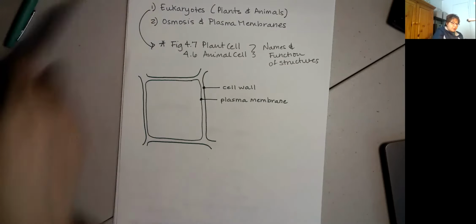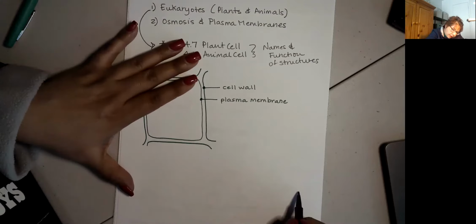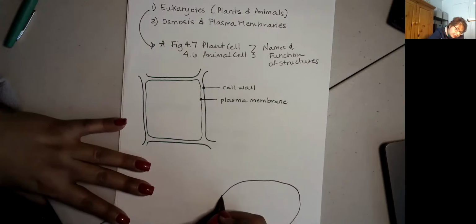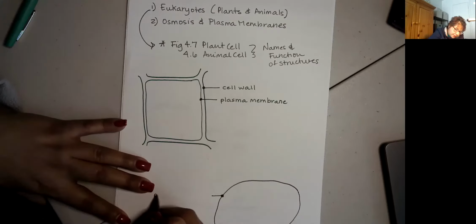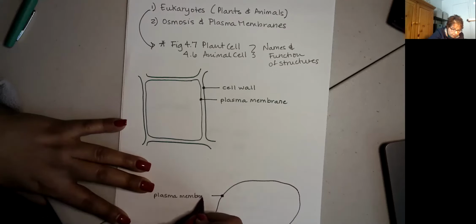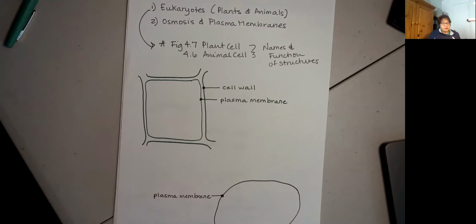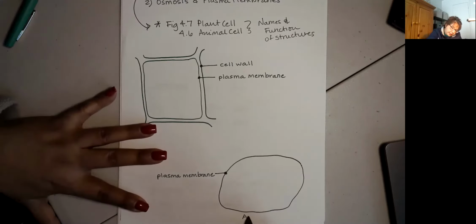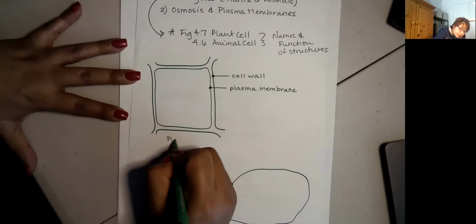So I'm going to draw an animal cell here at the bottom. And I'm going to draw him kind of roundish. And right here, this is my plasma membrane on my plant cell. But first thing is that the plant cell has a cell wall, whereas the animal cell does not. And I guess I could label this animal cell. And I'll label this as a plant cell.